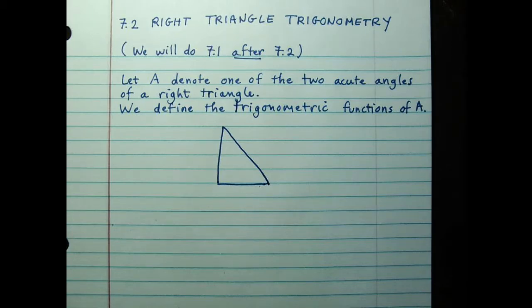So now we're ready to start talking about trigonometry. Let's start section 7.2, right triangle trigonometry. We will do section 7.1 after 7.2. We're starting with 7.2. So let A denote one of the two acute angles of a right triangle. We are going to define the trigonometric functions of A. Sometimes we just say trig functions of A.